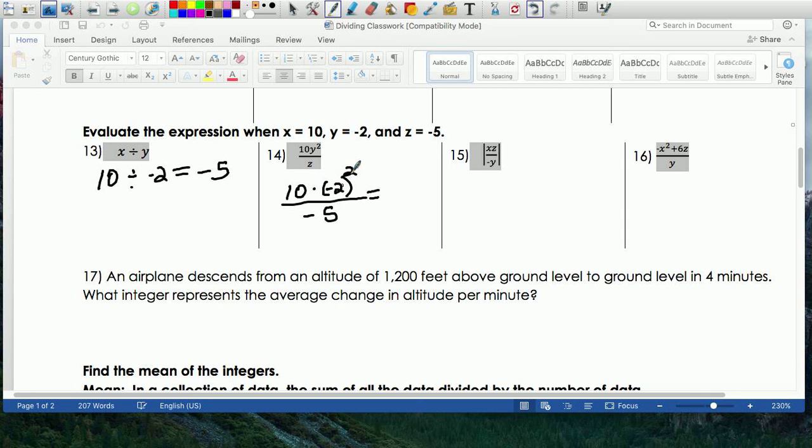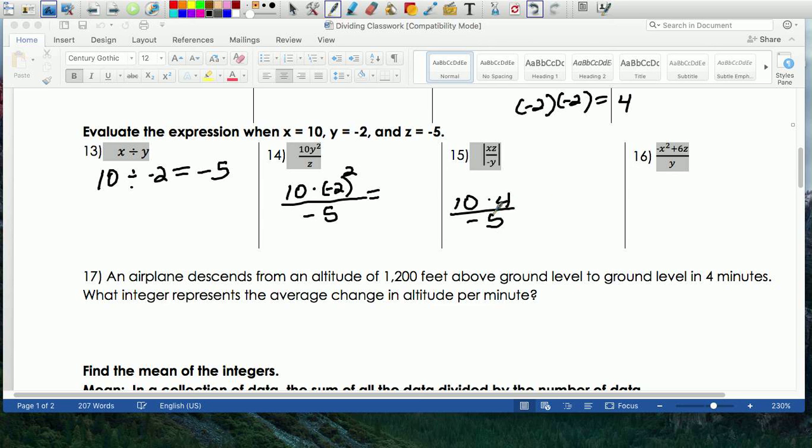I have to do negative 2 to the second power. So let me take that. I'm going to write 10 times negative 2 to the second power, and I'm going to write it over here. It's negative 2 times negative 2. A negative times a negative is positive 4, times 4 over negative 5.